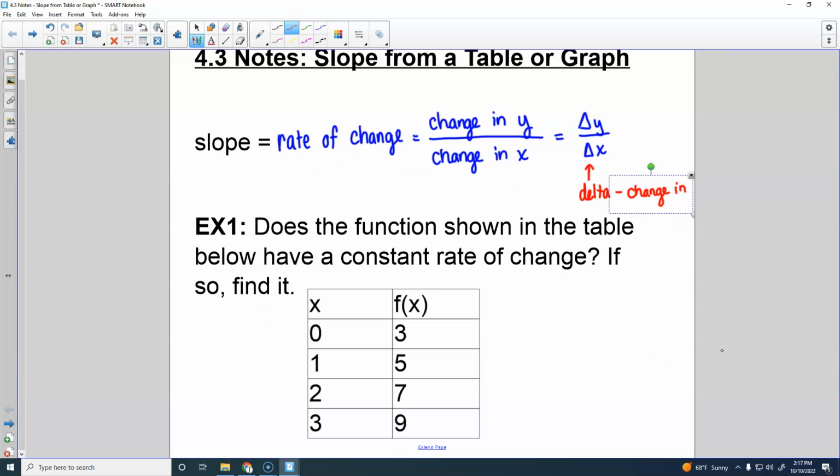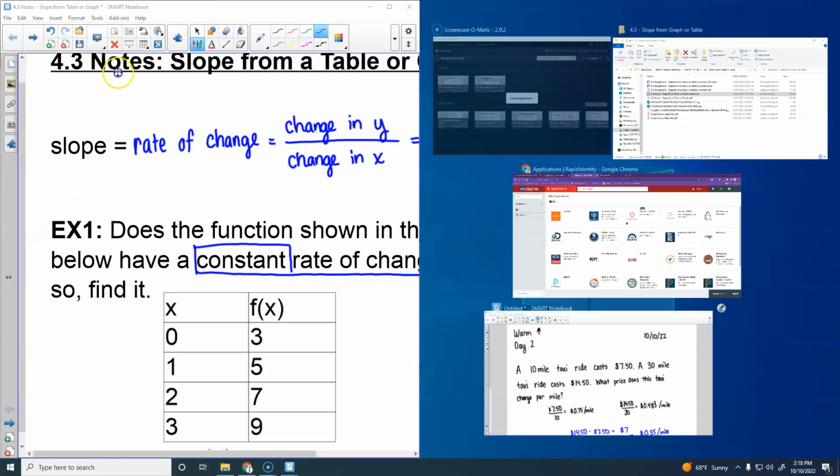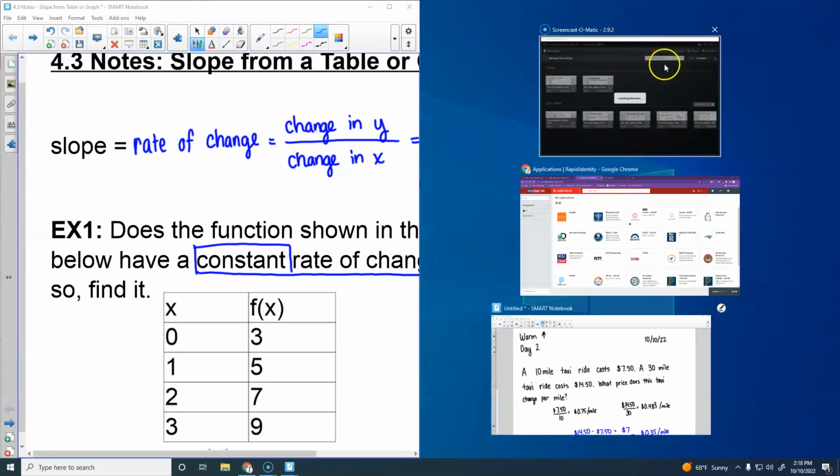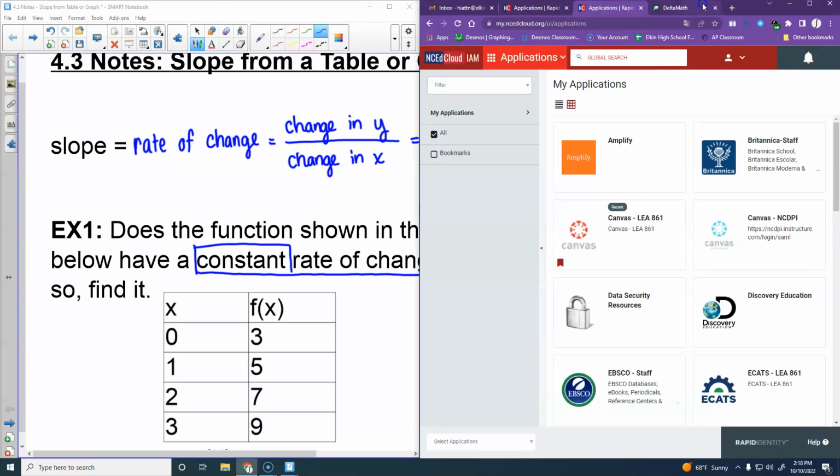We want to be looking at tables where we have what is called, right here, you may want to underline this, a constant rate of change. If we have a linear graph, then we will have a constant rate of change. On these first couple, I am going to graph these on Desmos just for us to look at them to see what's happening here.